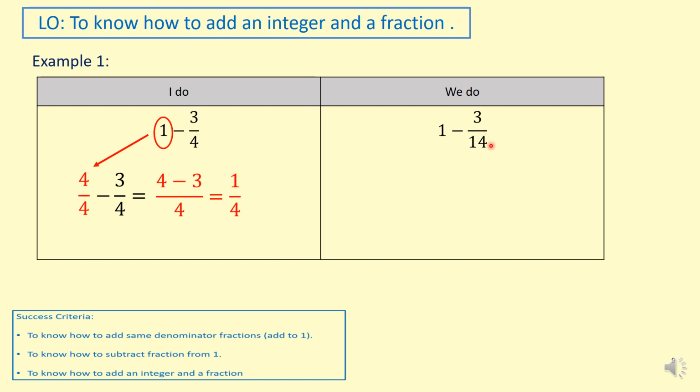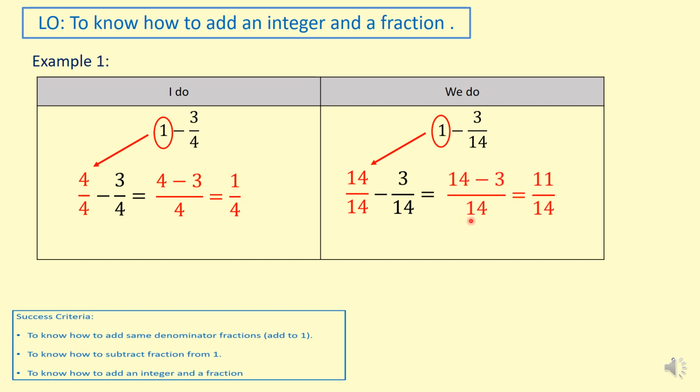Because of 14, I'm going to pick 14 over 14, then take away 3 over 14. Now I have the same denominator. I'm going to write one of the denominators and subtract the top. So 14 take away 3, which is 11. So your last answer is going to be 11 over 14, and as you can see, you can't simplify it more than that. Very well done if you managed to do this one right.